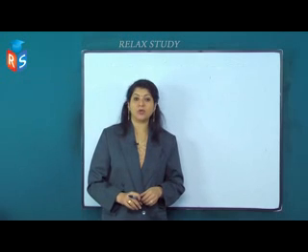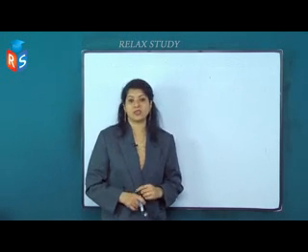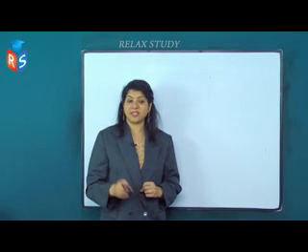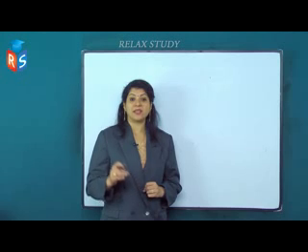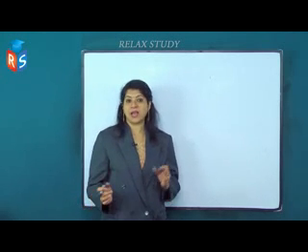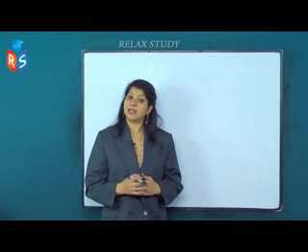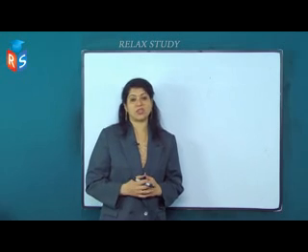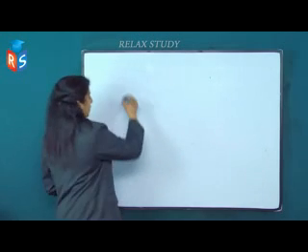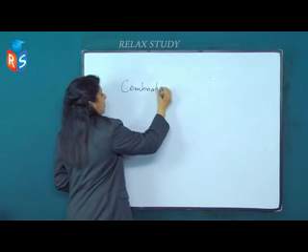Next is about the different types of chemical reaction. The first one is combination reaction. Second, decomposition reaction, then displacement reaction, double displacement reaction, oxidation and reduction. These all are the different types of chemical reaction. Let us study first combination reaction.